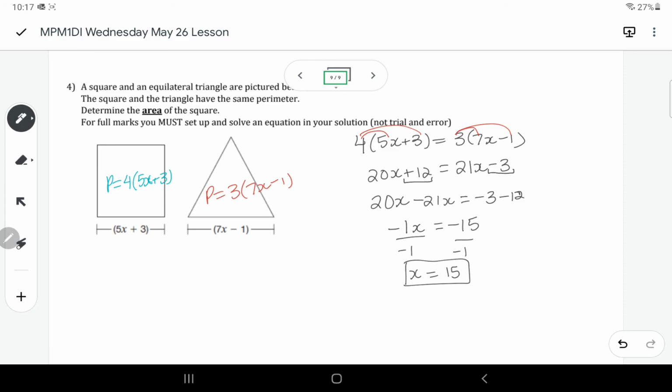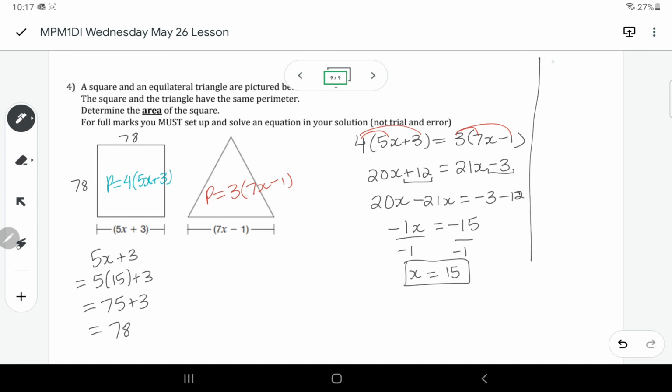So then we have to look back and say, what are we actually being asked? So it says find the area of the square. So we need to figure out what the side of the square is. 5x plus 3, if I know x is 15, that means the side length of the square is 78. So it's 78 all around.